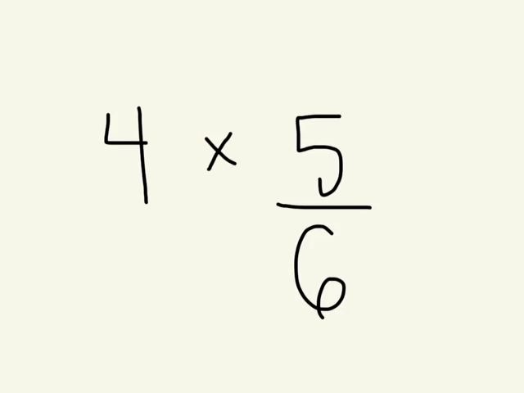Here we're looking at multiplying a whole number. So the whole number we have is 4, 4 times a fraction, which is 5 over 6. So one way you can do this is we can represent this using a rectangle grid.